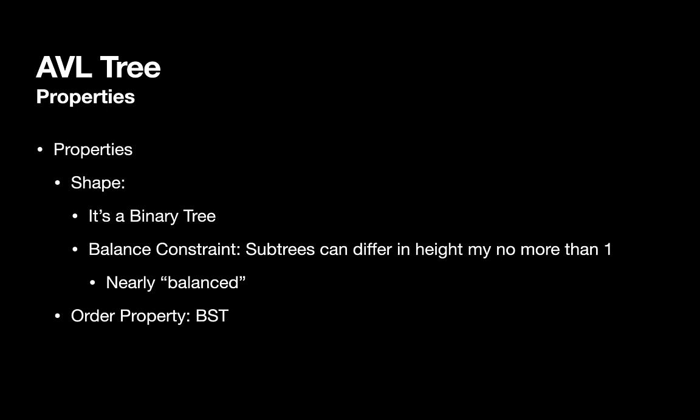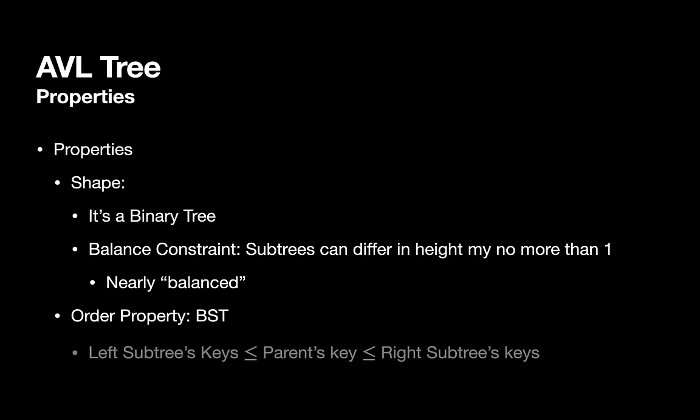They also have an order property, which is the same order property that we had in binary search trees: basically a node's left subtree will have keys that are less than the node's key, and the particular node's key will be less than everything in its right subtree.